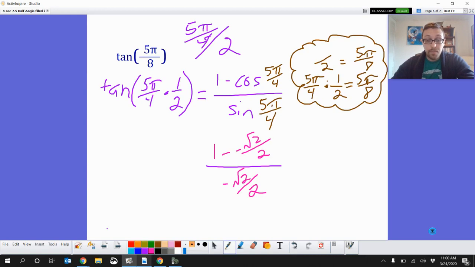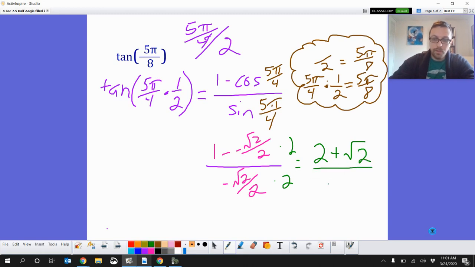Now we want to simplify both of those. We got fractions and fractions. Let's get rid of that. So multiply top and bottom by 2. So we get 2 plus the square root of 2 over the square root of 2, which is negative. Now we got a square root in the denominator. I hate that. I don't like square roots in my denominator, so we're going to multiply again. We're going to multiply now by that thing we want to get rid of, the square root of 2.